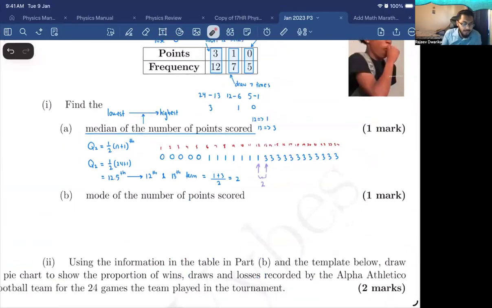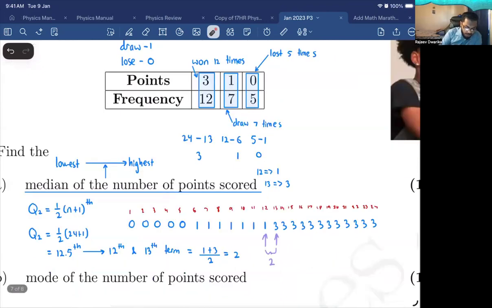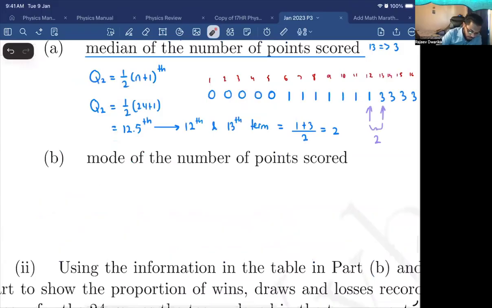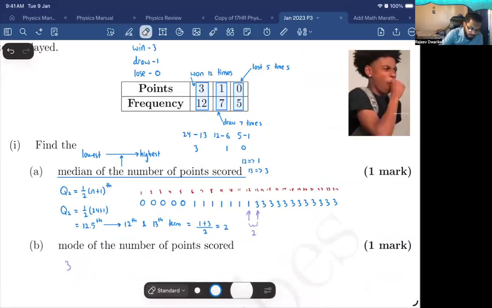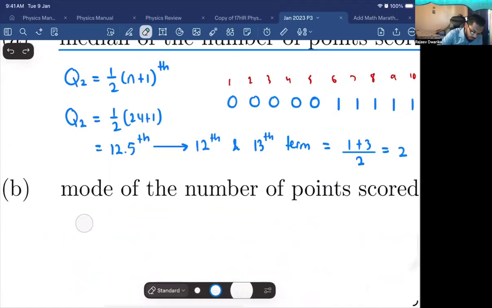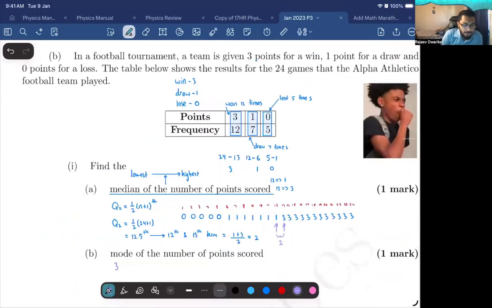Right, part B now. They want us to figure out the mode of the number of points scored. So what score was most frequently scored? 3, right? 3, sir. Right, so that's going to be 3. What was the second most frequent score? 1, sir. Right? 1. Okay, so it seems that we understand. Awesome. Right, is there anybody that did not understand how I did this question? No, sir. All right, good.